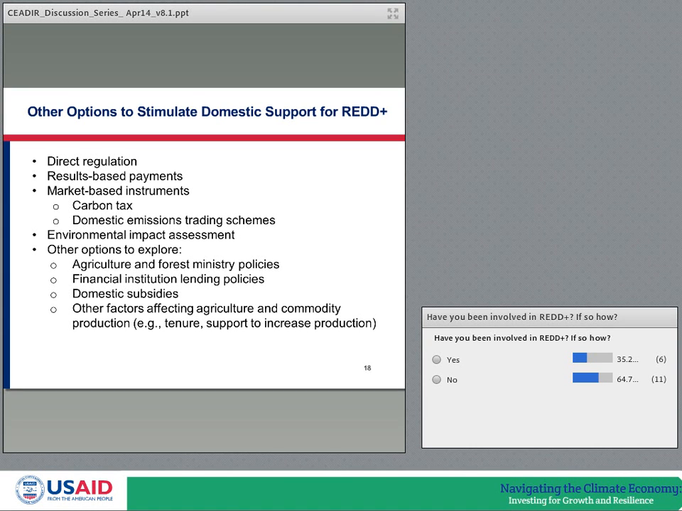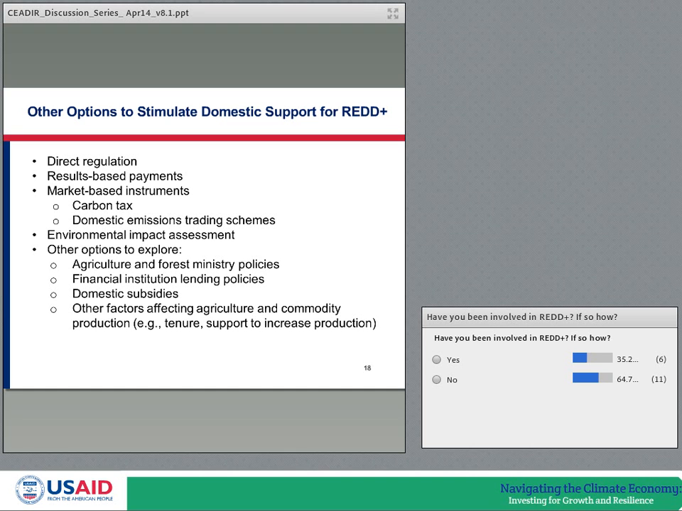But the carbon tax and domestic trading schemes, in most cases, are going to be much too complicated for developing countries to do. Our conclusion is maybe a couple of middle-income countries could do it, but for most, that's not a viable option. The results-based payments also are not scalable, we felt. And the environmental impact assessment type of thing could be a useful way in some countries, but again, may not reach that scale. So our conclusion was we still need to do some more thinking as to other types of domestic policies and measures that you could do.